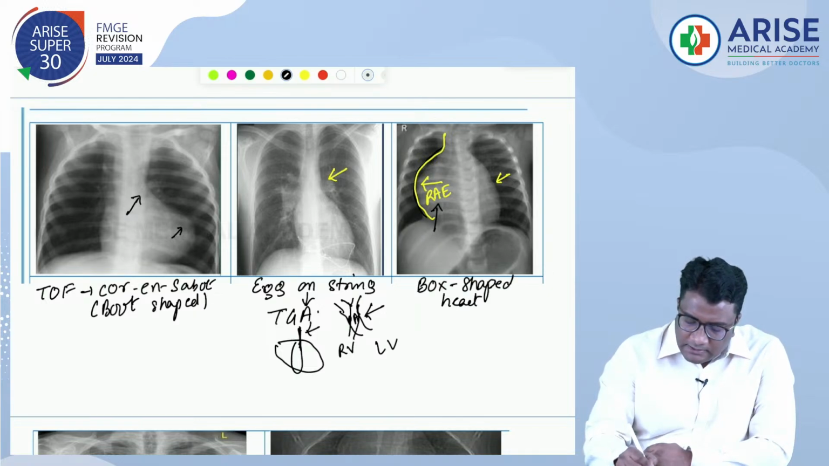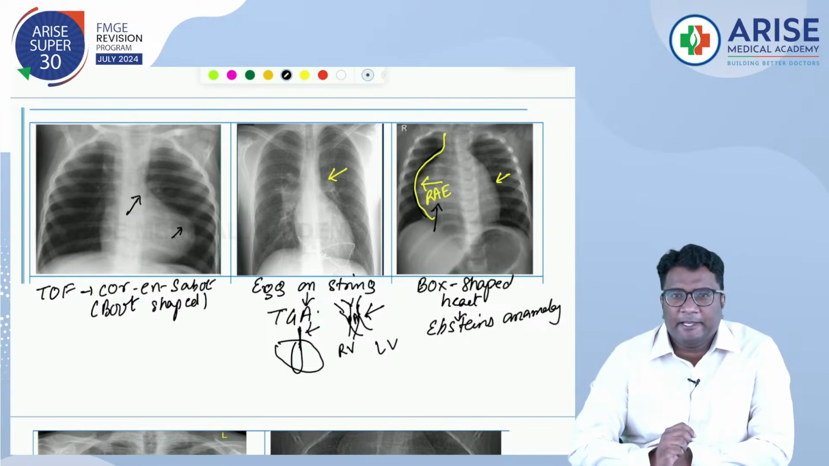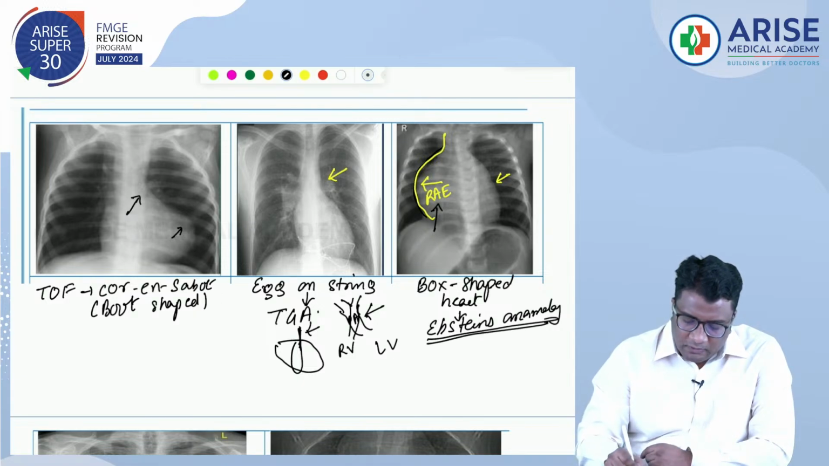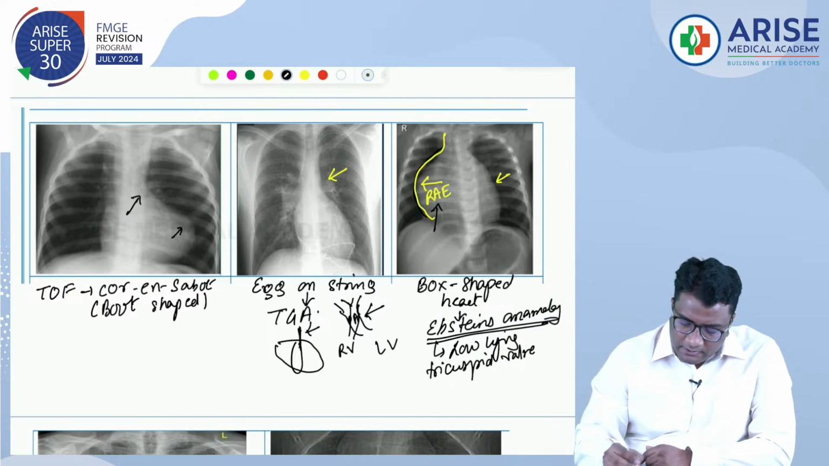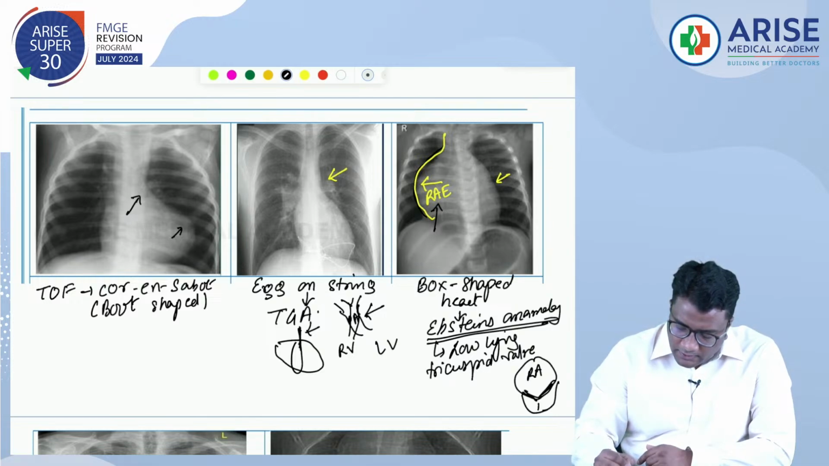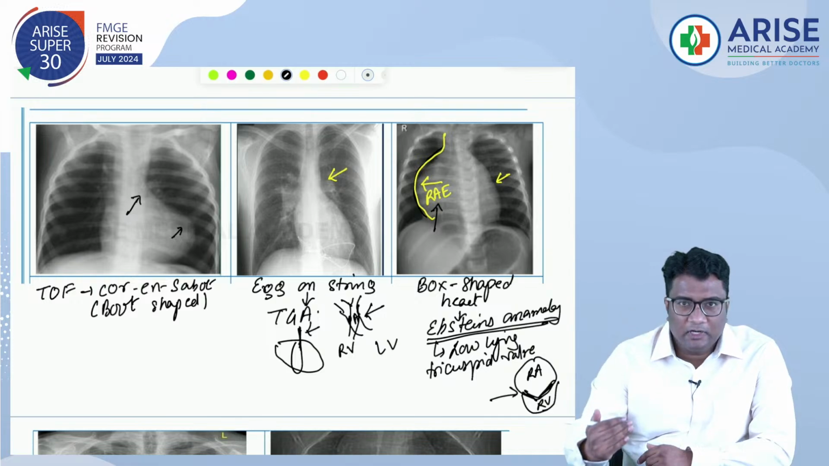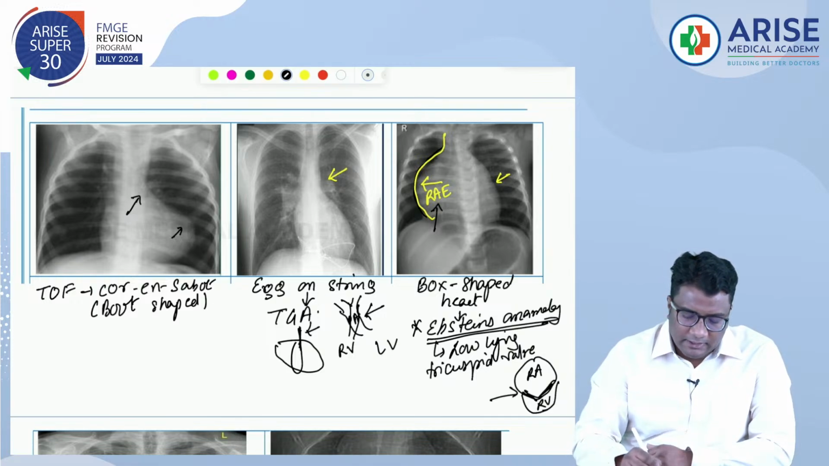This is classic of Epstein's anomaly. What is the basic problem in Epstein's anomaly? You have a low-lying tricuspid valve, right? So when your tricuspid valve is low-lying, what will happen? You will have a large right atrium and a small right ventricle. So please remember, low-lying tricuspid valve. In Epstein's anomaly, you have a right atrium which is enlarged and a small right ventricle.